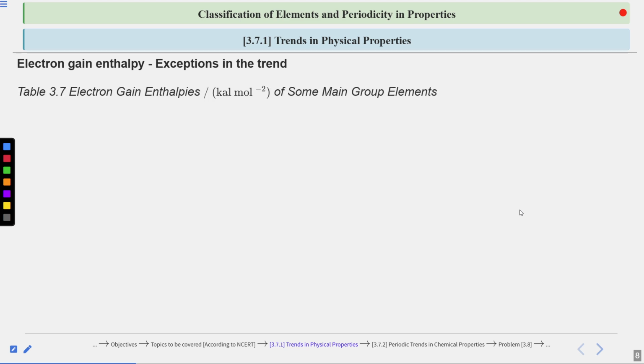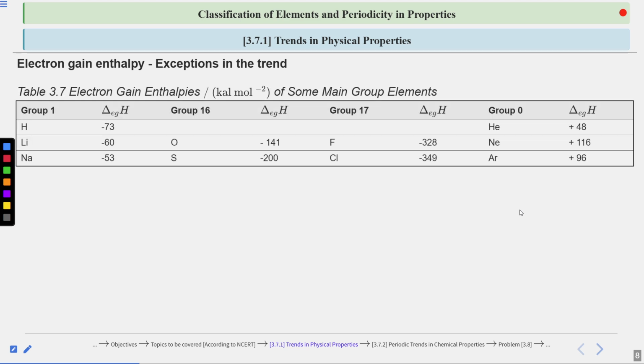So what you can see in the table is that oxygen has an electron gain enthalpy of -141, whereas sulfur has an electron gain enthalpy of -200, but it should become less negative. Similarly, for fluorine and chlorine, the energy is becoming more negative. The reason behind it is the small size of oxygen and fluorine.